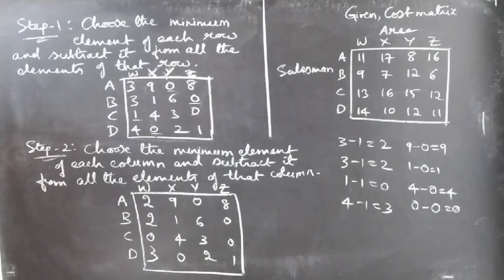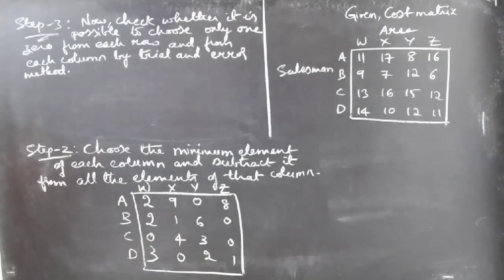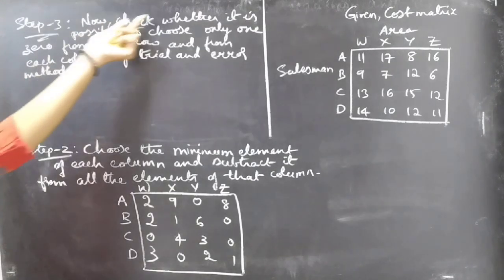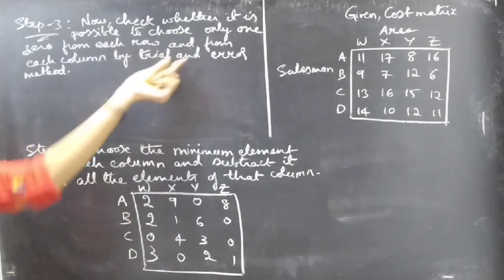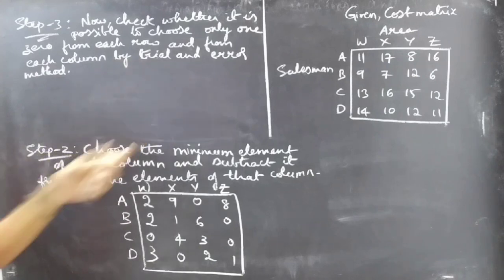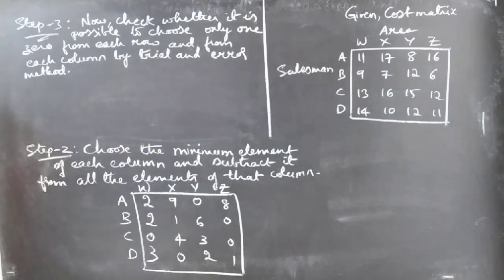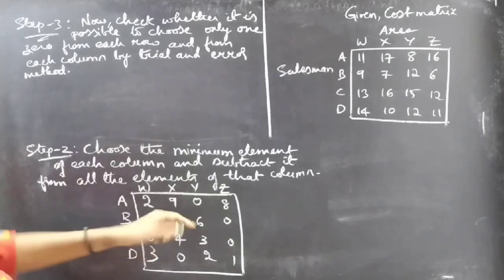Now coming to step 3. Check whether it is possible to choose only one 0 from each row and from each column by the trial and error method. So let's see whether we are having only one 0 from each row and each column.